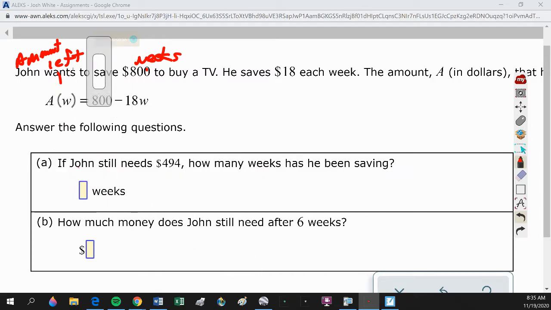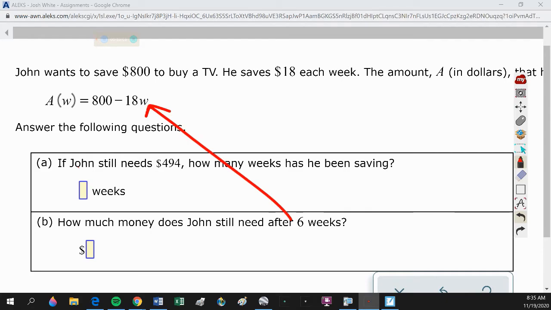Okay. Letter B. How much does John still need after 6 weeks? What do we do there? Plug 6 in for W, and we get 800 minus 18 times 6. What is that, Turner? $692. So after 6 weeks, he still needs to save $692.